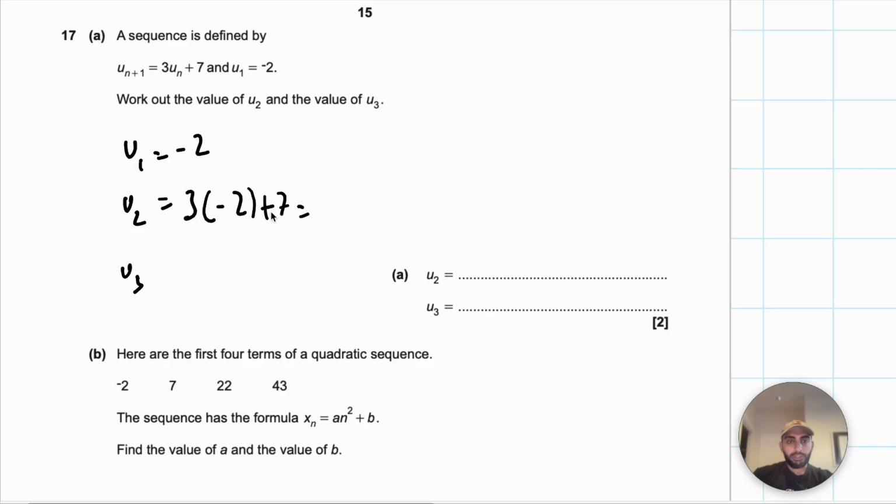3 multiplied by negative 2, negative 6 plus 7 is 1. So we're substituting 1 in now. So 3 multiplied by 1 plus 7. 3 times 1 is 3 plus 7 is 10. That one would be 1 and that one is 10.